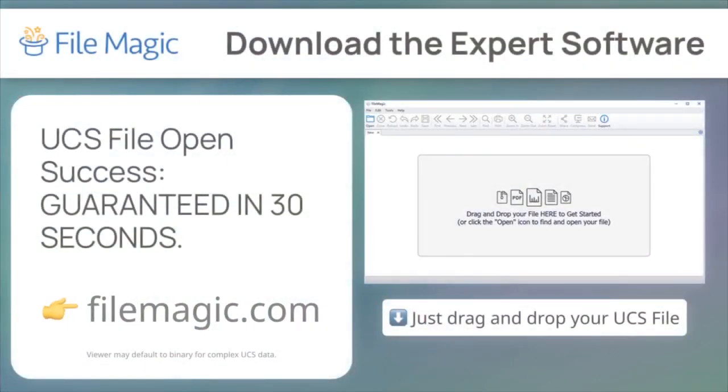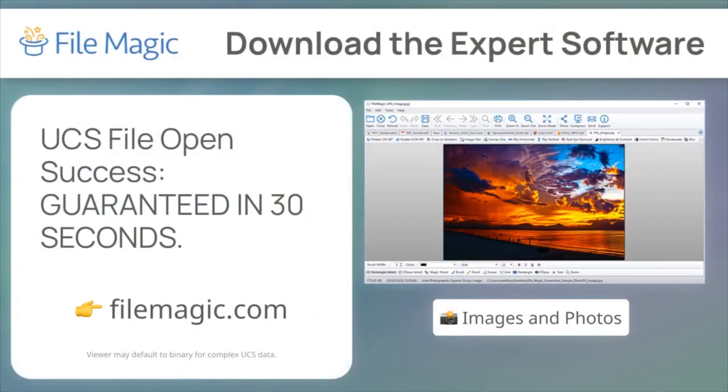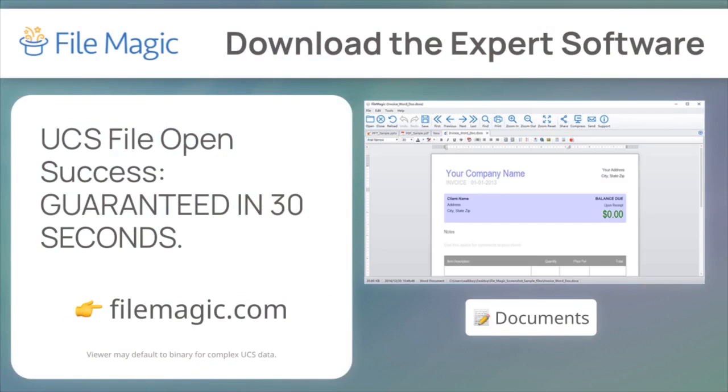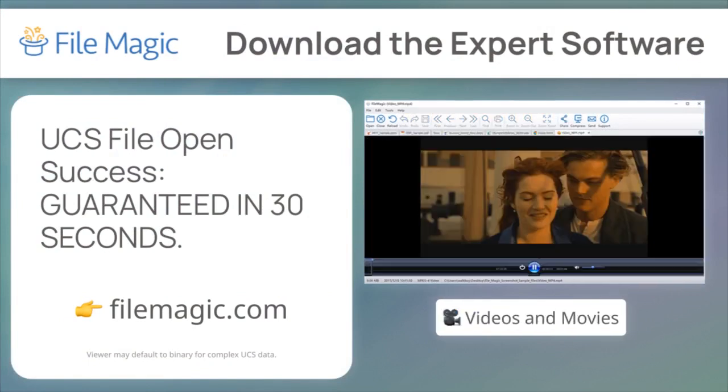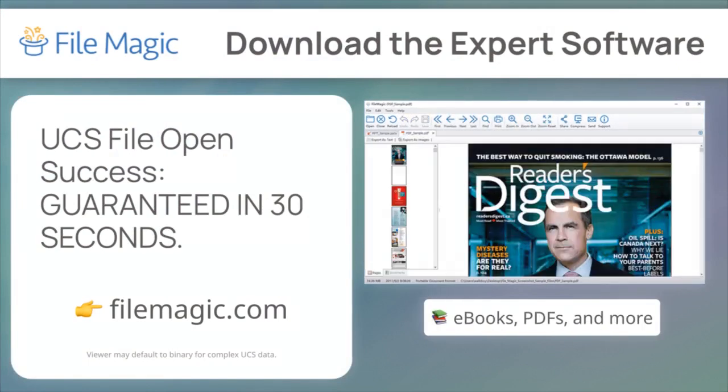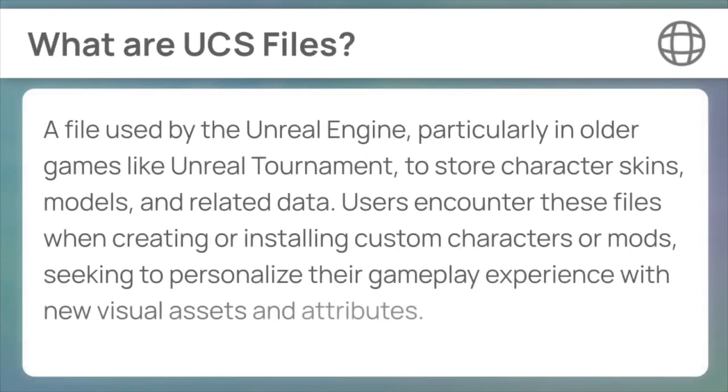The fastest method is last. We will prove that a single quality UCS file inspection program is sometimes all you need for complete mastery over various file types. A file used by the Unreal Engine, particularly in older games like Unreal Tournament, to store character skins, models, and related data.